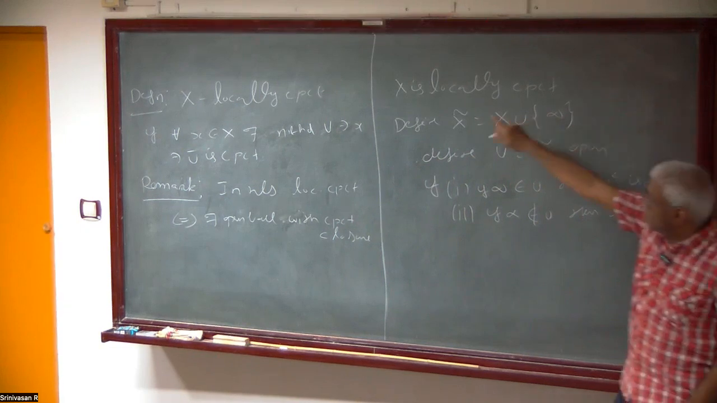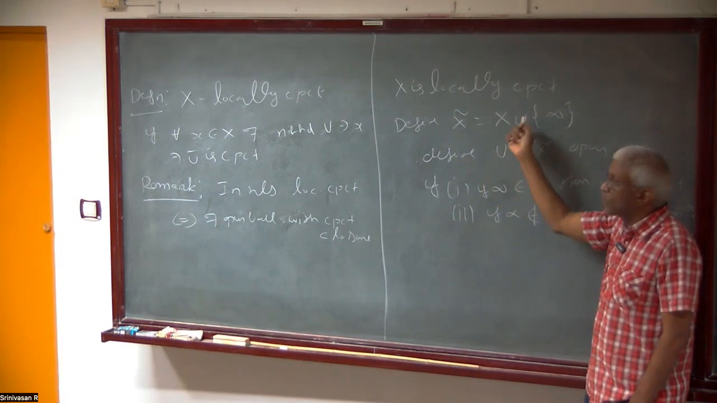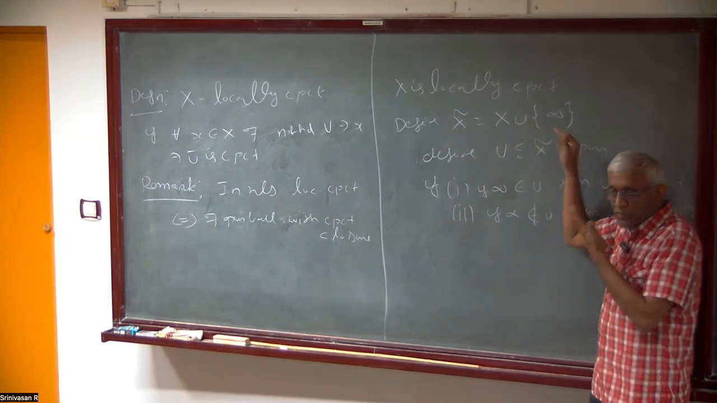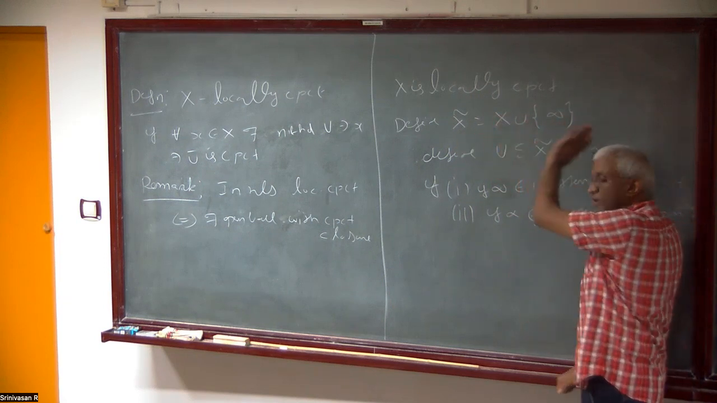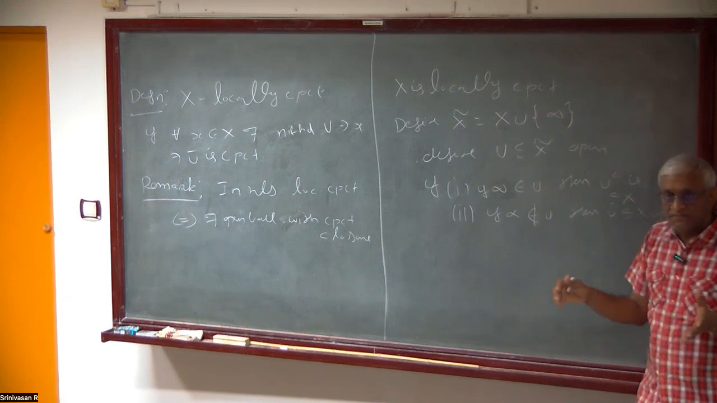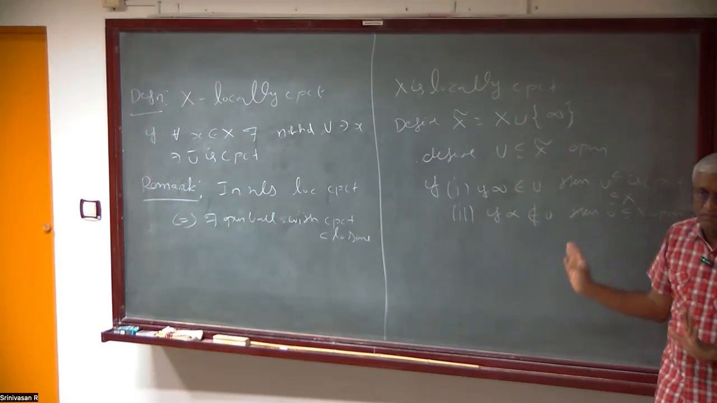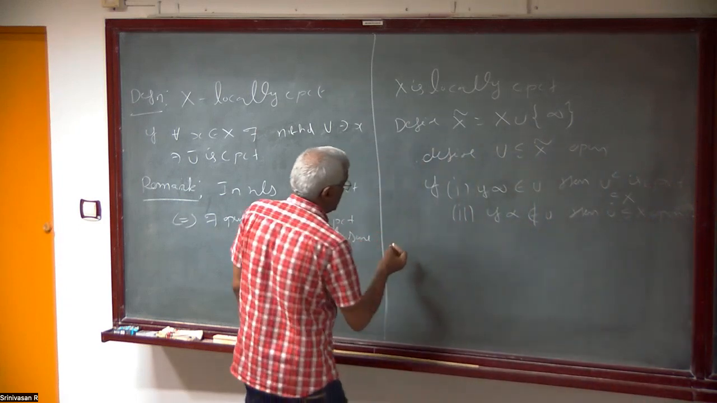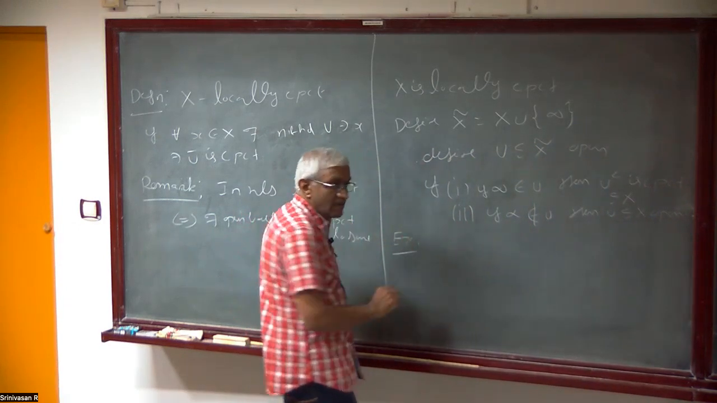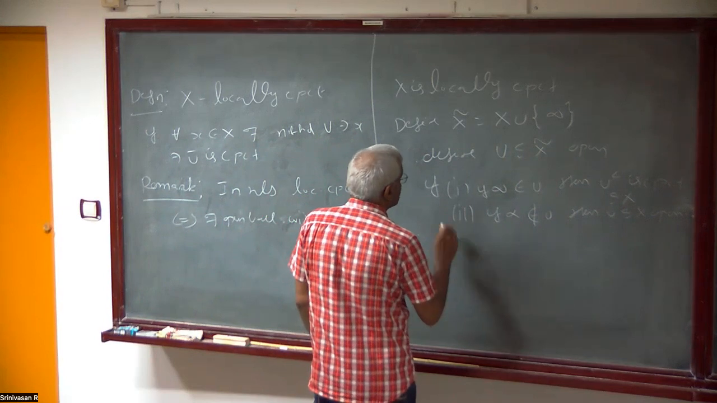You have your original metric space X, and you define a new set X tilde by adding one element, and you have to define the topology on this X tilde. You have to define the open sets. If a set U does not contain infinity, it is open if it is open in the earlier topology. If it contains infinity, it is open if and only if its complement is compact. This is an exercise. I will tell you orally.